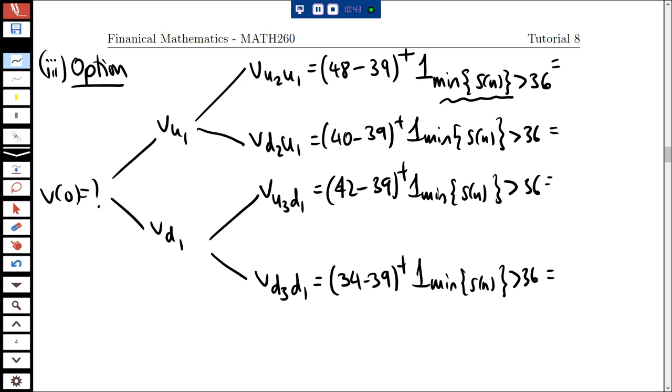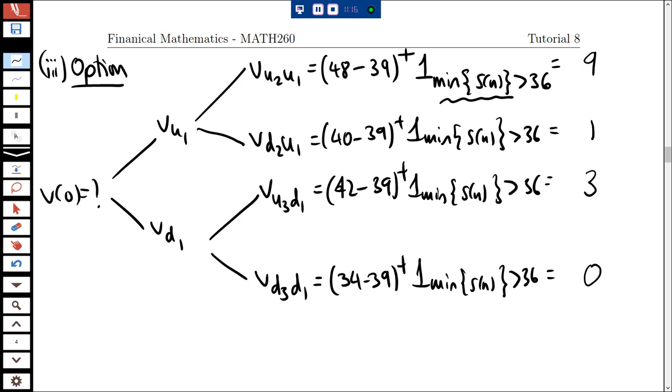Okay, so let's start at the top. 48 take away the 39 times by 1 is 9. 40 take away 39 times by 1 is 1. 42 take away 39 times by 1 is 3. 34 take away 39, well that's just 0. And times by 0, so that is definitely 0. And we have the values of the options at the second step.